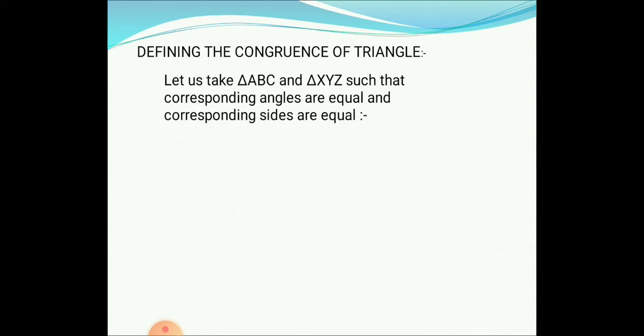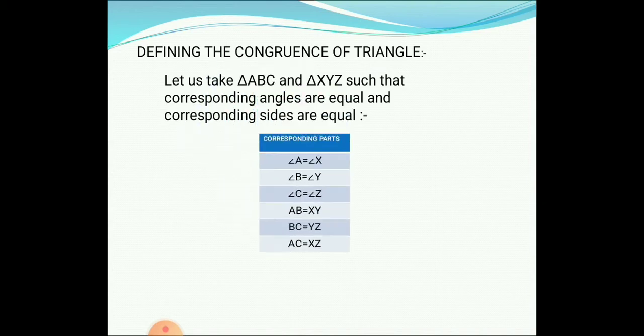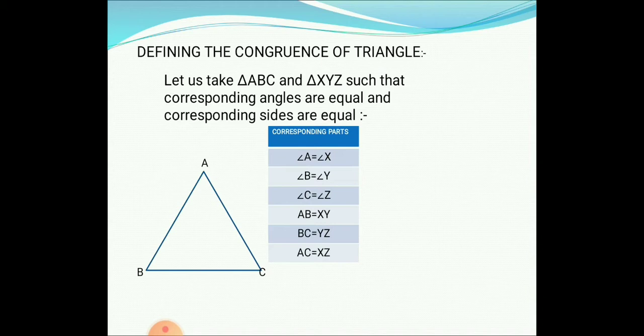Next is defining the congruence of triangles. Let us take triangles ABC and XYZ such that corresponding angles are equal and corresponding sides are equal. See in this figure, if angle A is equal to angle X, angle B is equal to angle Y, angle C is equal to angle Z, side AB is equal to side XY, side BC is equal to side YZ, side AC is equal to side XZ.